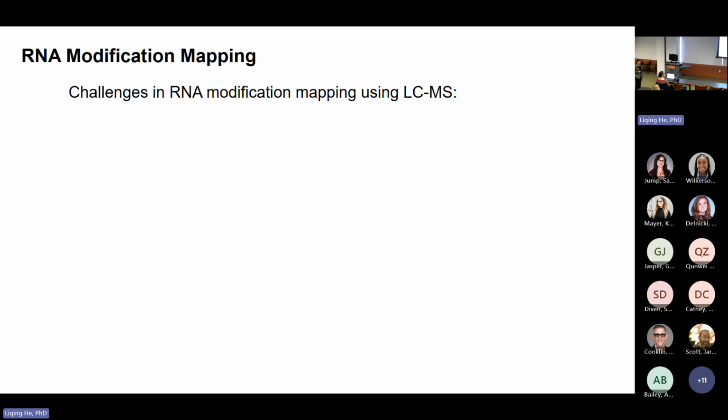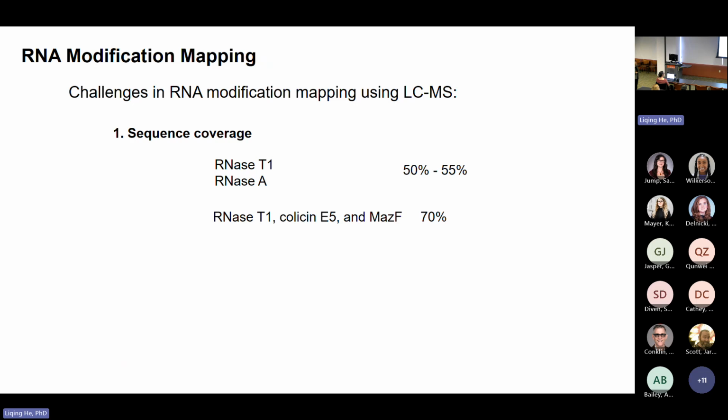Currently, there are several challenges for RNA modification mapping. One is the sequence coverage. People frequently use RST1 and A for digestion. But if you use these 2 enzymes, the sequence coverage is only 50 to 55%. It's half of the sequence information lost. If we combine RST1, glycine E5, and MZAZF, these 3 enzymes together, we can increase the sequence coverage to 70%. It's a great improvement in this area.